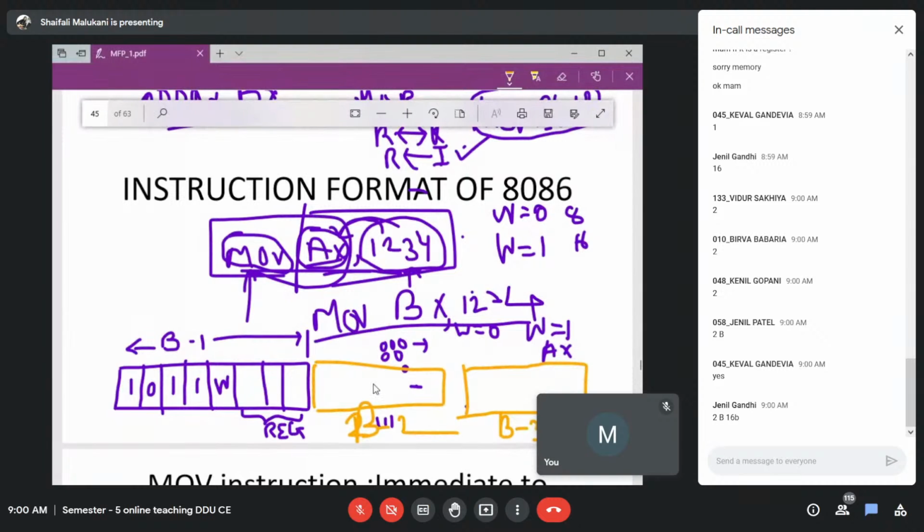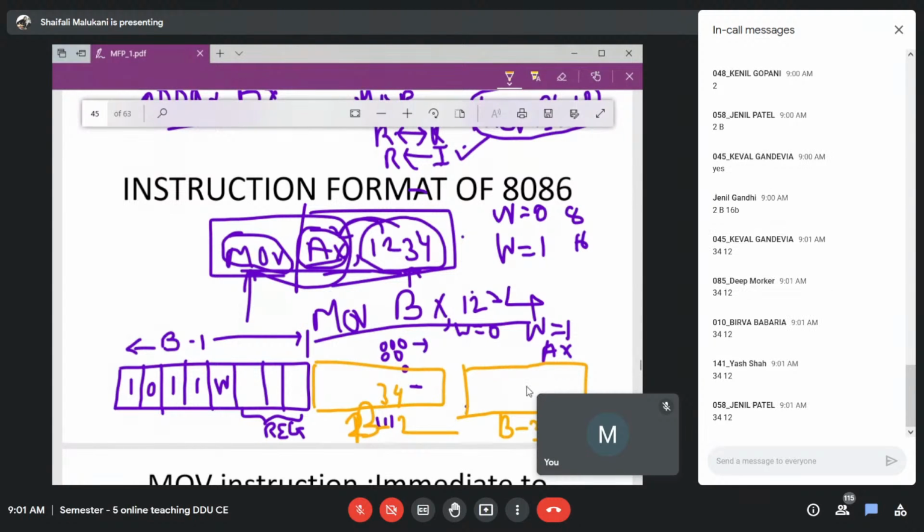Now can you tell me what will be the data here? Will it be 1 2 or 3 4? What will be the machine interpretation of 1 2 3 4? It will be 3 4 and 1 2, because this is how it stores it. Though it is 1 2 3 4, it will be 3 4 and 1 2. So let me write the entire code here properly.